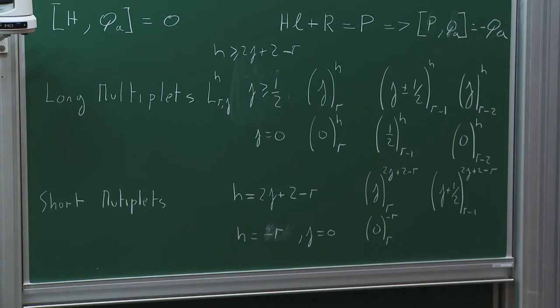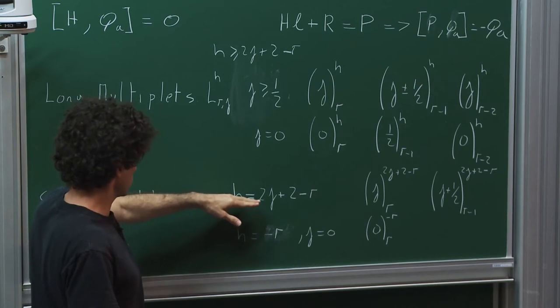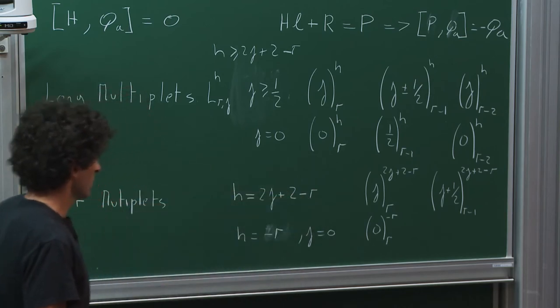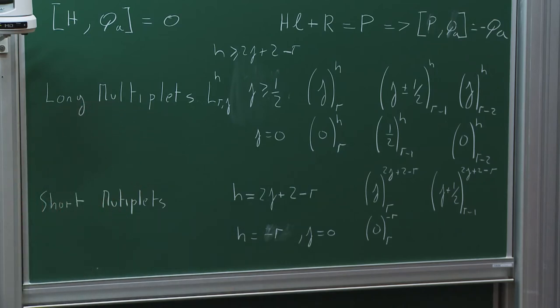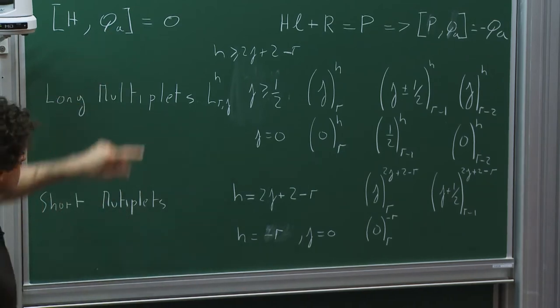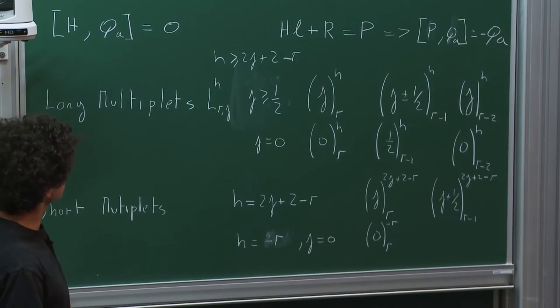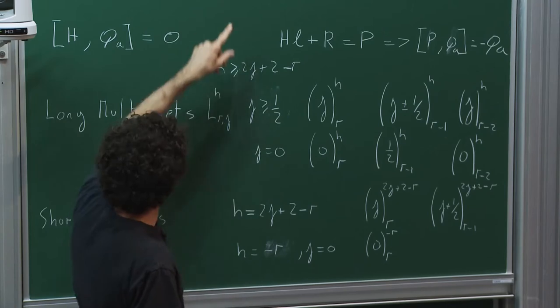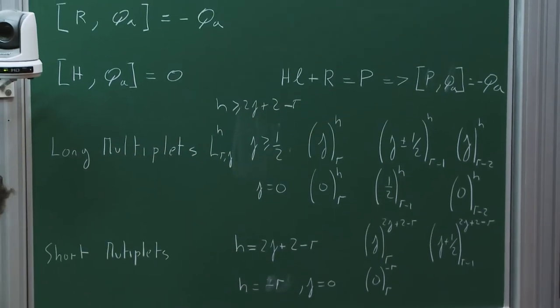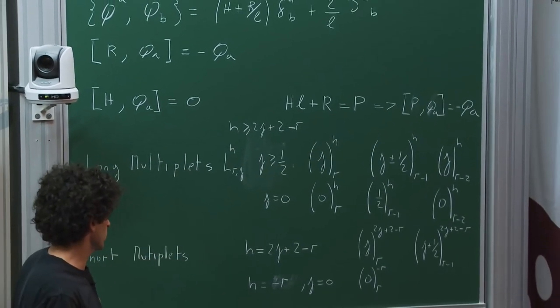And then we looked at what happens when the multiplets are short. The short multiplets happen for h equals 2j plus 2 minus r. Again, yesterday I had the sign of r wrong, because I had the sign of that r over there wrong. And also there is another thing that I should say: here I am suppressing L, so I'm setting L to 1, or otherwise you could put an L in front of H, I guess.